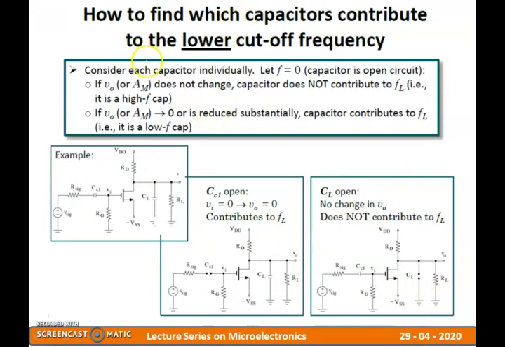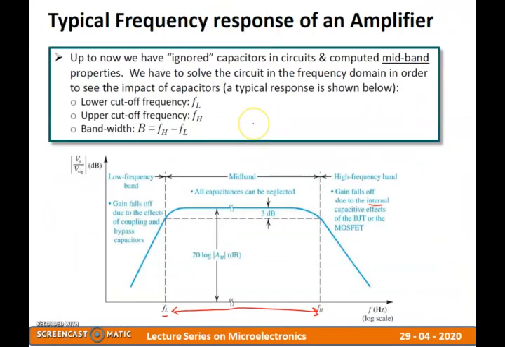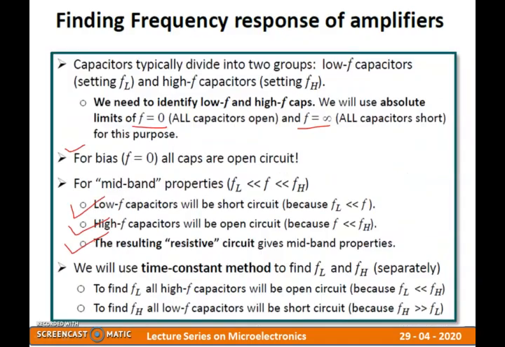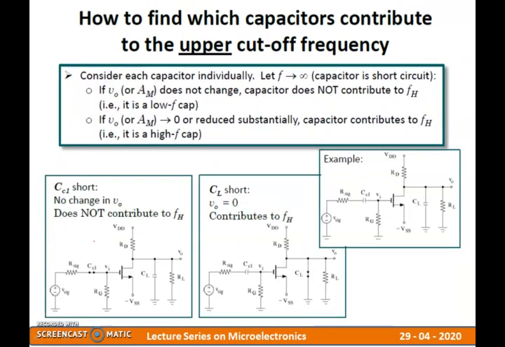Now coming to the point, remember in the very first slide I mentioned that gain falls off due to internal capacitance. And how is it that the gain is falling off below FL because of coupling and bypass capacitance only? How am I going to identify that? How do we find which capacitor contributes to the lower cutoff frequency and which capacitor contributes to the upper cutoff frequency?